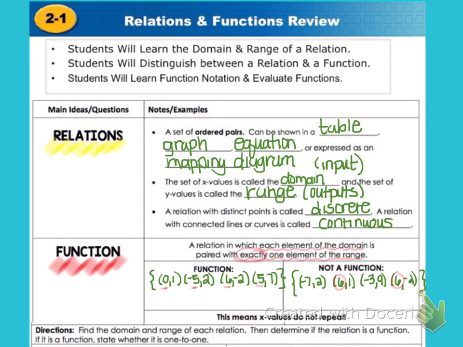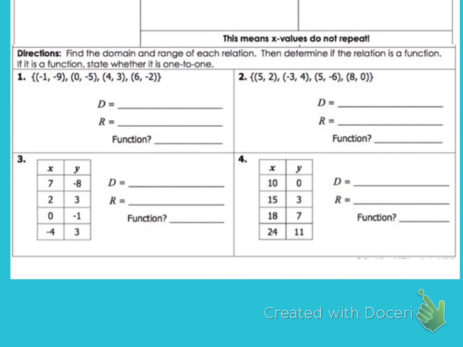So we're going to take a look at some of these examples, and in the directions they say find the domain and range of each relation. Now we said domain was inputs or x values, and range were y's or outputs. And then we're going to determine if the relation is a function. If it is a function, we're going to state whether it is one-to-one. So we'll talk about what it means to be one-to-one. Let's go ahead and look at these examples.